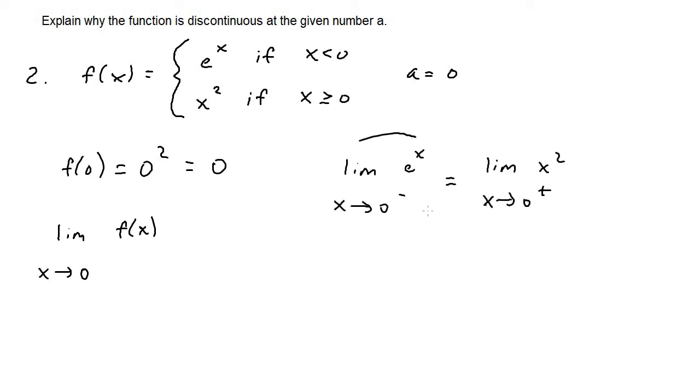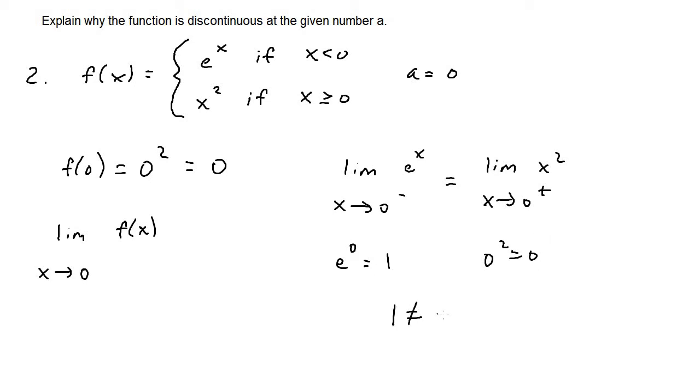So now in order to evaluate the left side of the equation, I can just go ahead and use direct substitution and plug in 0 for x. So then we get e to the 0, which is equal to 1. Now on the right side of the equation, for this limit, I can also use direct substitution. I plug in 0 for x, and so we'll get 0 squared, which is equal to 0. So obviously 1 is not equal to 0.